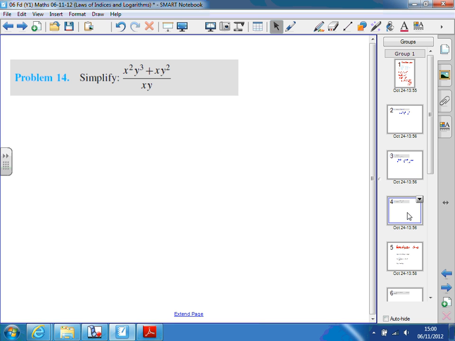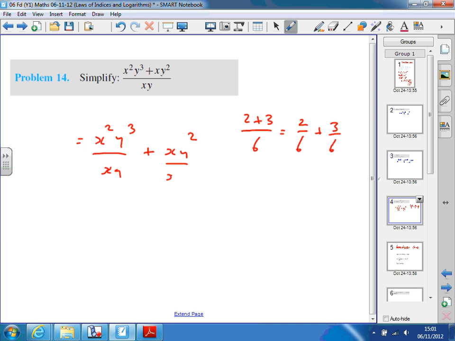Something like this. The way to approach something like this is to remember that if I've got a fraction like 2 plus 3 over 6, I can split this fraction into 2 over 6 plus 3 over 6. I can write each of the numbers in the numerator over the denominator. So to simplify something like this, the first step would be to write this as x squared y cubed over xy plus xy squared over xy. I split the fraction into its two parts and then use the laws of indices.